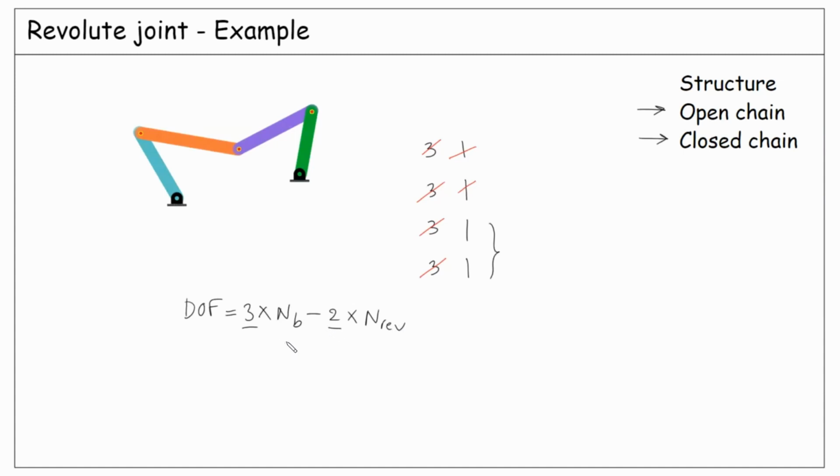Let's try this formulation for our example. The number of bodies is 4. 1, 2, 3, 4. The number of revolute joints is 5. 1, 2, 3, 4, 5. So substituting in the formulation, 3 times 4 minus 2 times 5 is 12 minus 10 becomes 2, which is the same result.